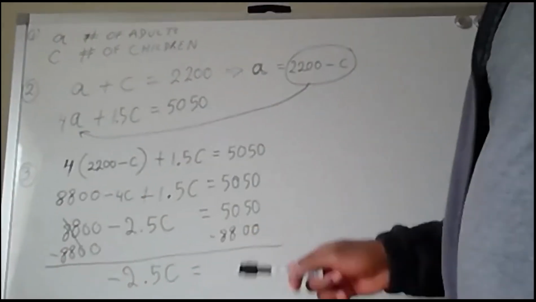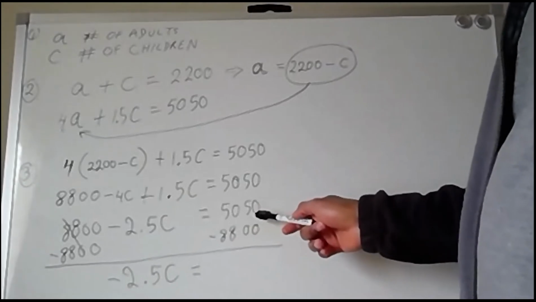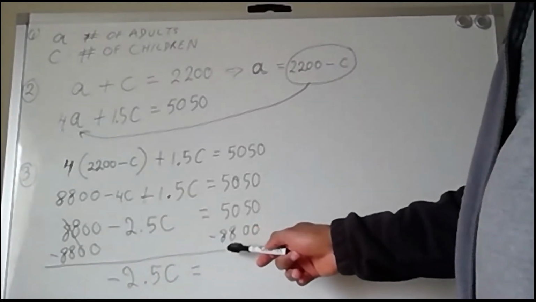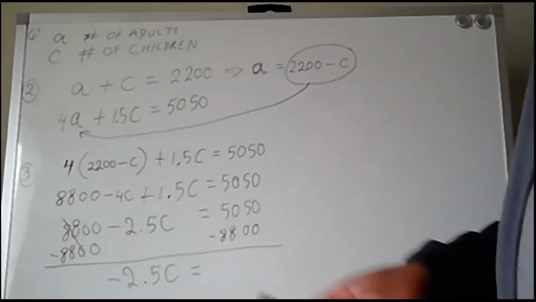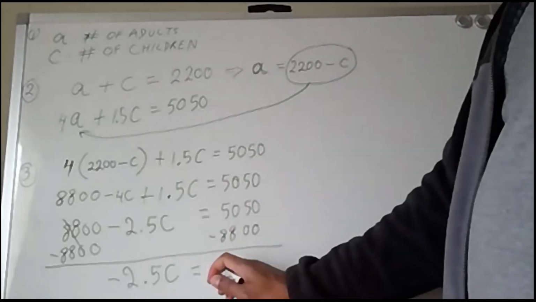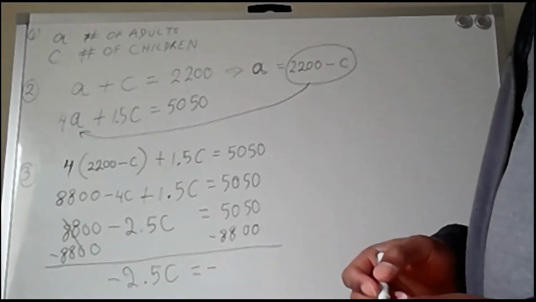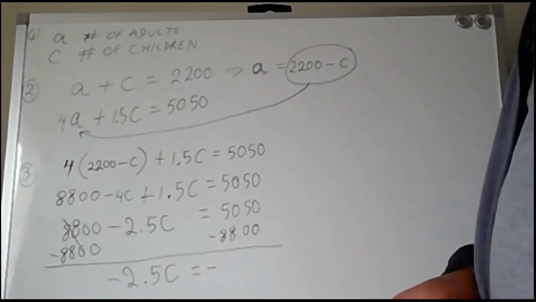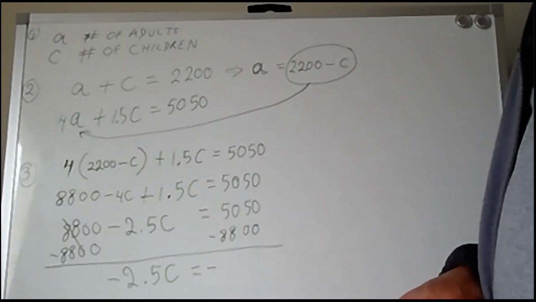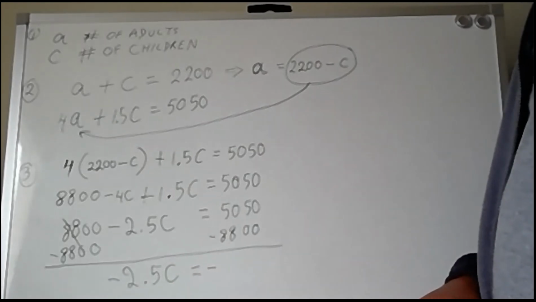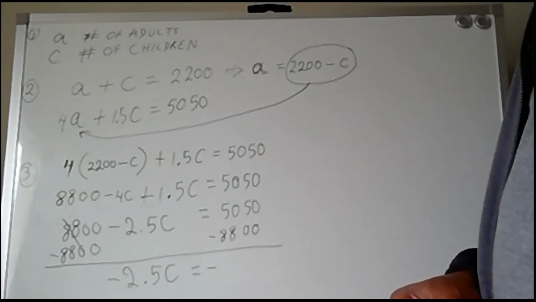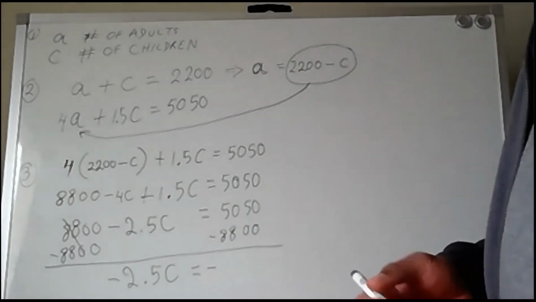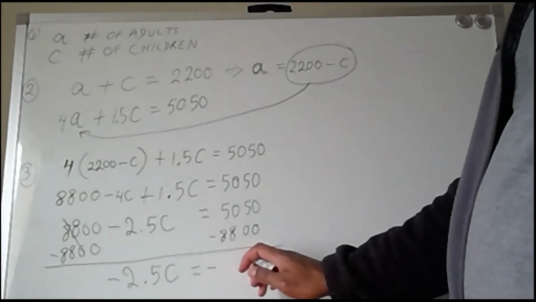So you're gonna put 5,050, take away 8,800, not the other way around. Okay, notice the bigger number is negative, so your answer is supposed to be negative. Okay, and when you do that, that should give you, let's see, 3450, 3,450.